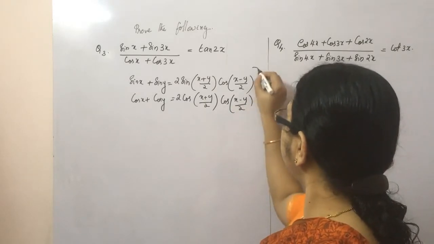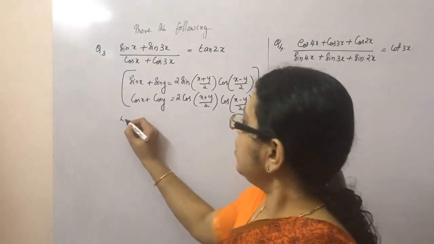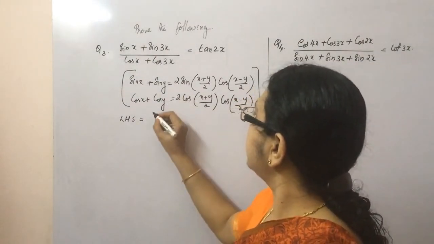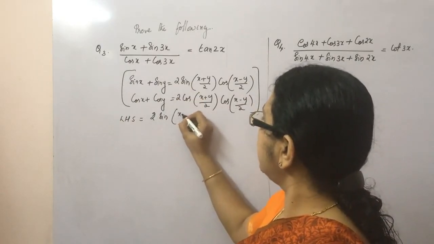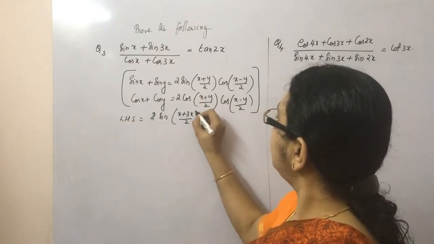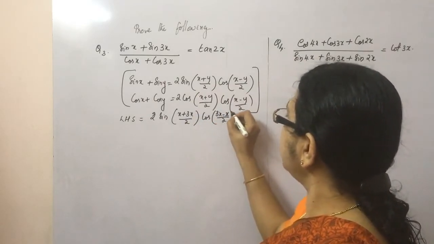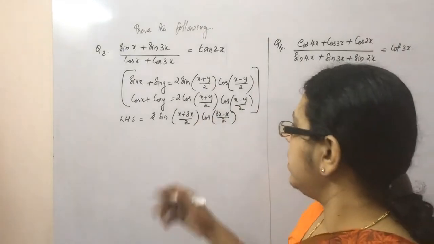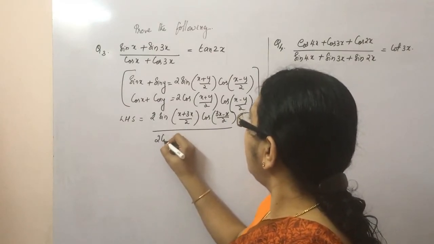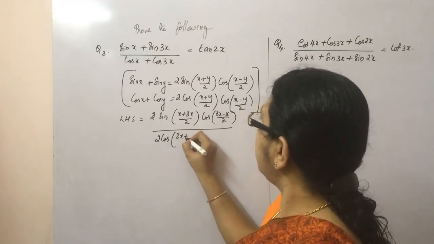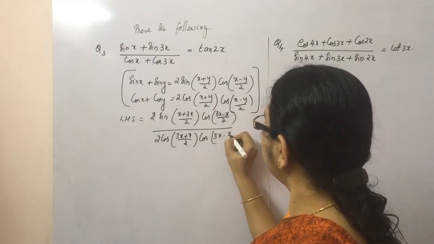This is what I am going to apply in this problem to solve. So LHS equals 2 sin((x+3x)/2) cos((3x−x)/2), because I write the greater angle first and then the smaller angle, divided by 2 cos((3x+x)/2) cos((3x−x)/2).